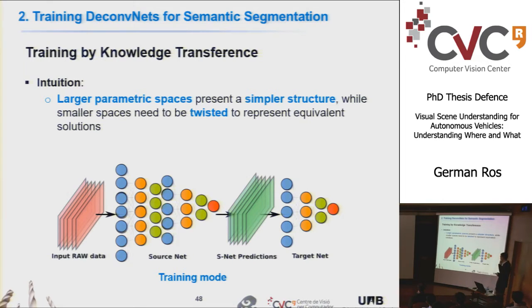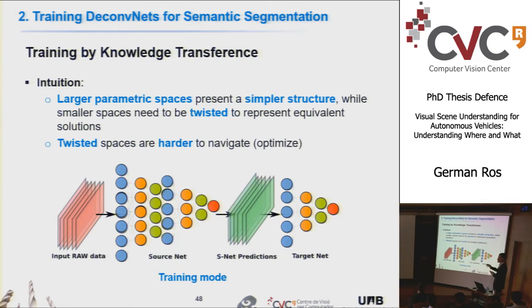Having this idea in mind, what we proposed was to start training a large network, so an ensemble of FCNs, and then use the output of that network to train our target net. So the idea here is that usually you don't have enough information to train the target net end-to-end with simple methods, because there is a lot of noise, and then the parametric space is twisted.